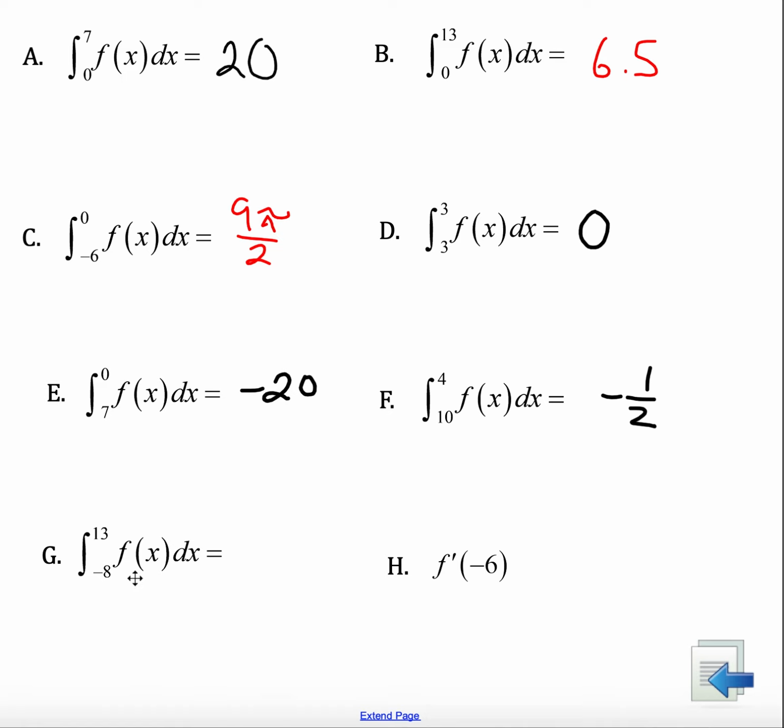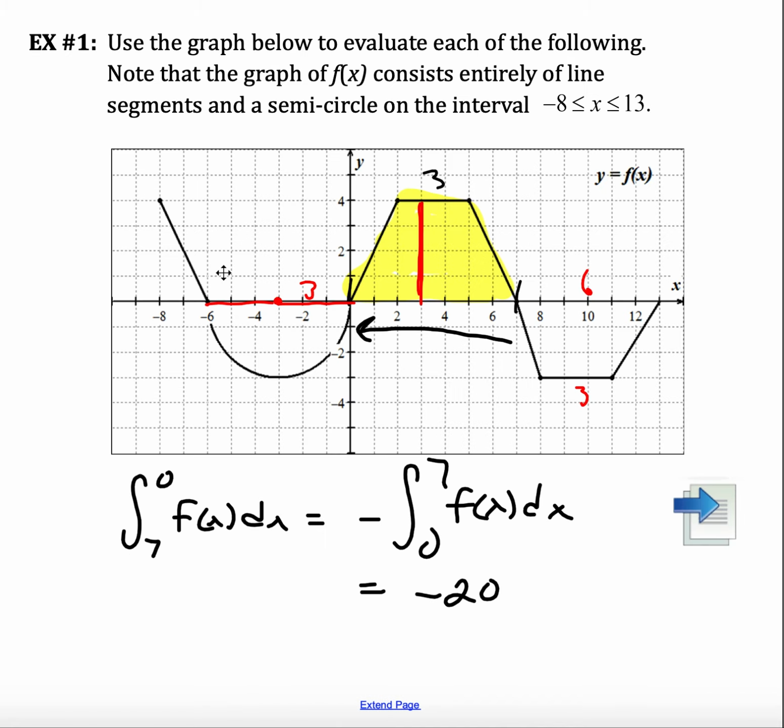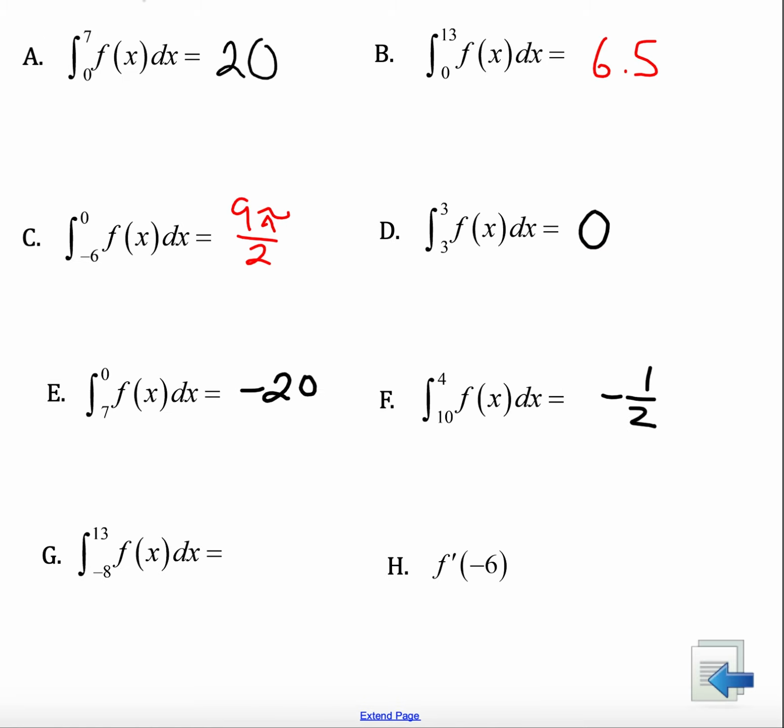And then for G, from negative 8 to 13, you're pretty much adding all of them, right? From negative 8 to 13, you're adding and subtracting all the areas. And again, I'll let you guys do that one on your own. And this would be 10.5.